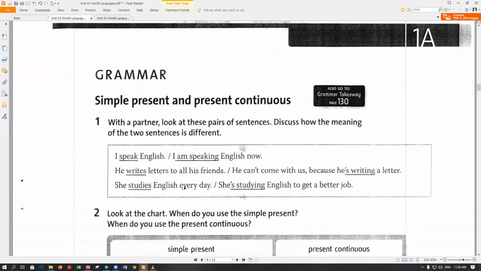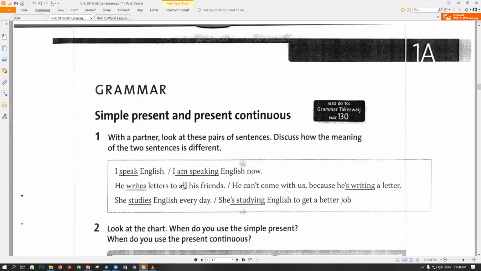Okay, now we come to the last point of this video clip, which is studying grammar. Okay, the grammar is about simple present and present continuous.